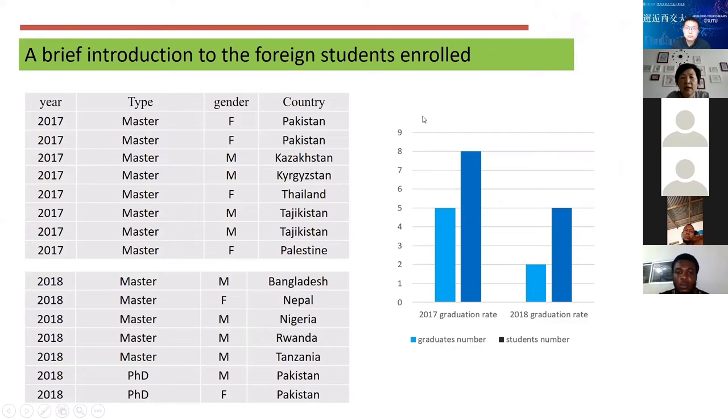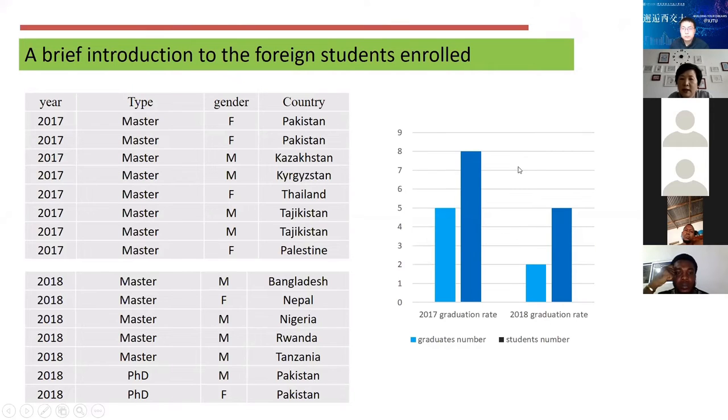And then these are the students who come from different countries. In 2007, we had students from Pakistan, Kazakhstan, Kyrgyzstan, Thailand, Tajikistan, and Palestine. And in 2008, we had students from Bangladesh, Nepal, Nigeria, Rwanda, Tanzania, and Pakistan.